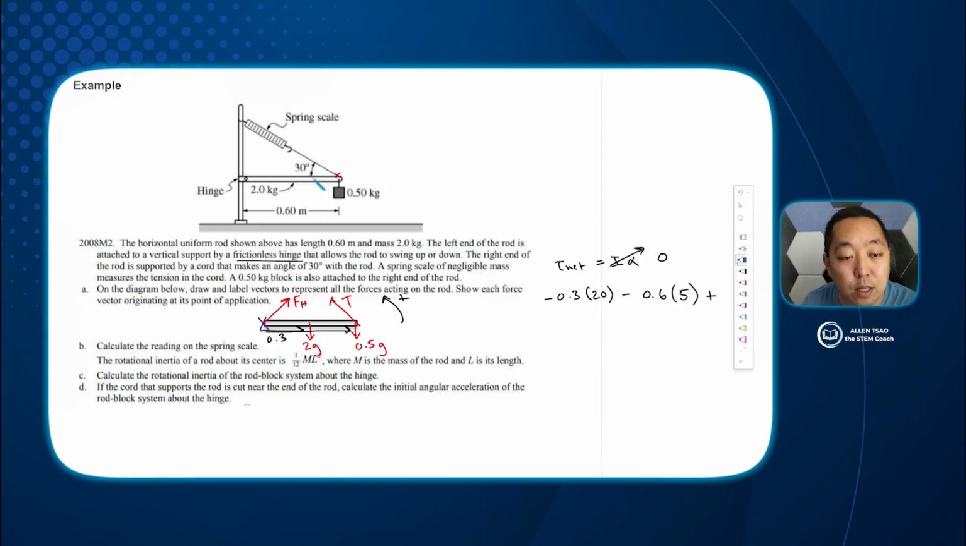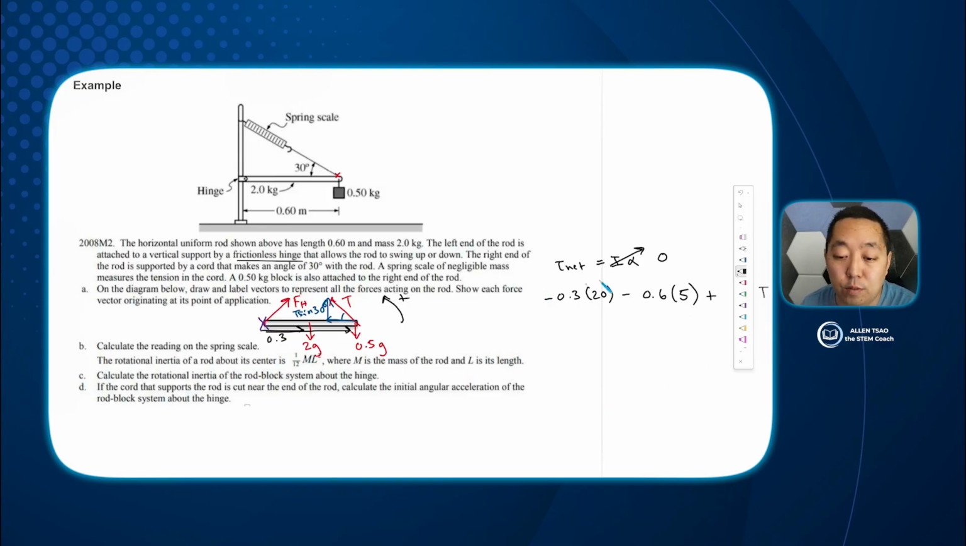And then finally, we're going to have a positive torque from the tension. But we've got to think about the component of the tension that is perpendicular to the R vector. This is 30 degrees, so T sine 30 degrees. Right? And so this is going to be positive 0.6 times T sine 30 degrees. And that's going to equal 0. Okay? That's the net torque is going to be 0.